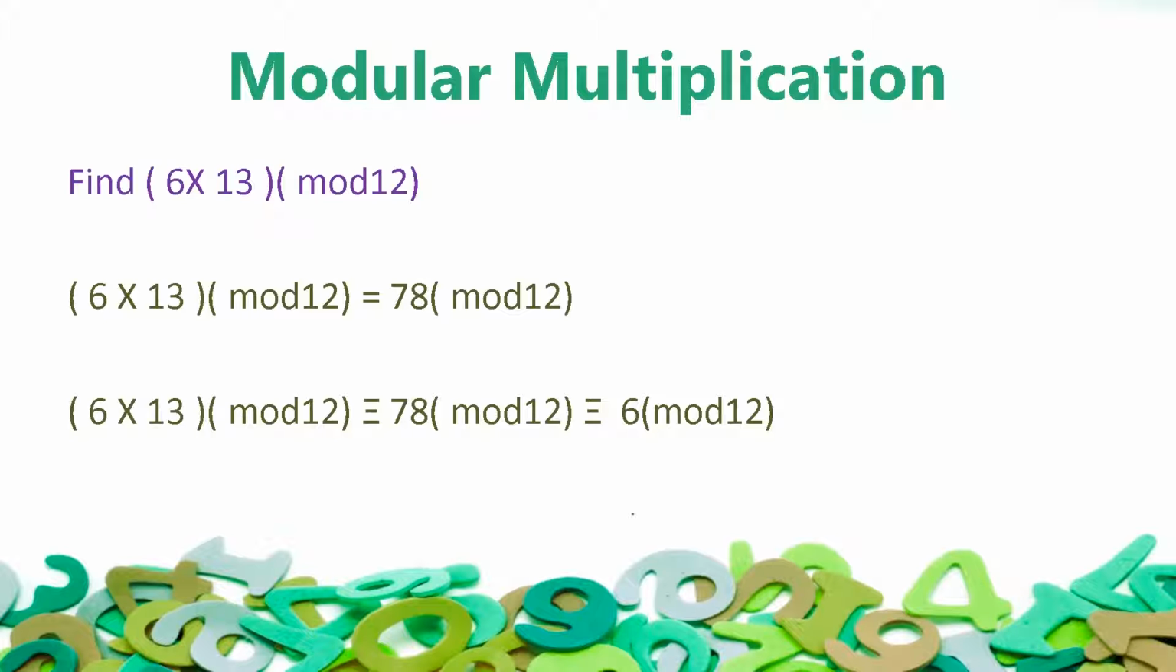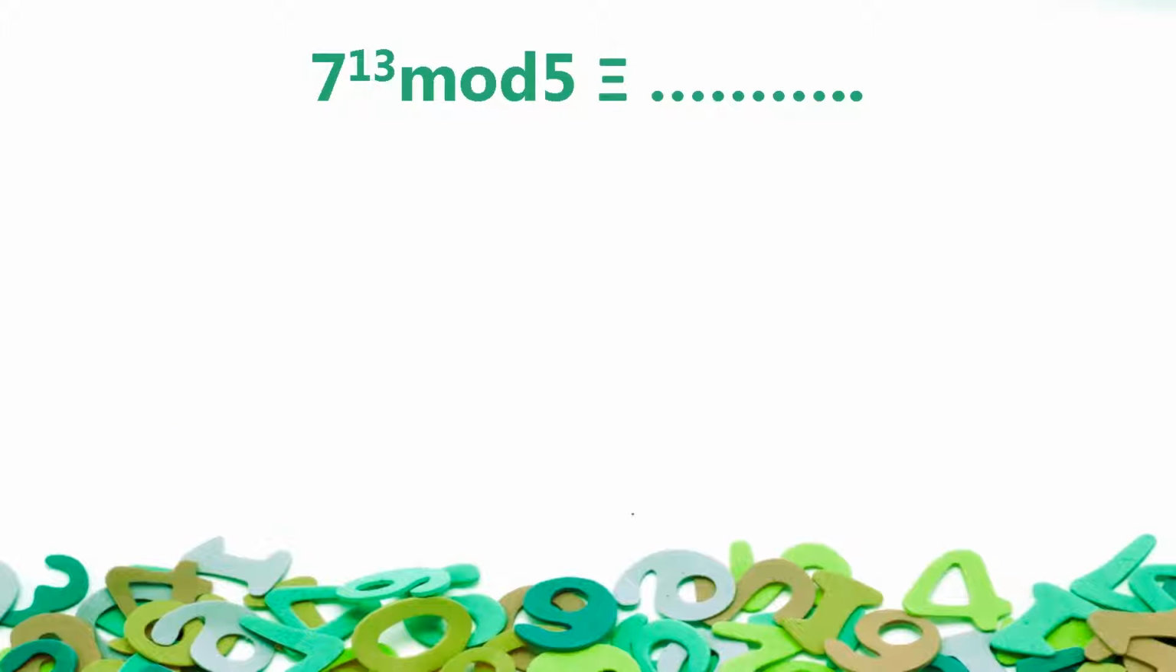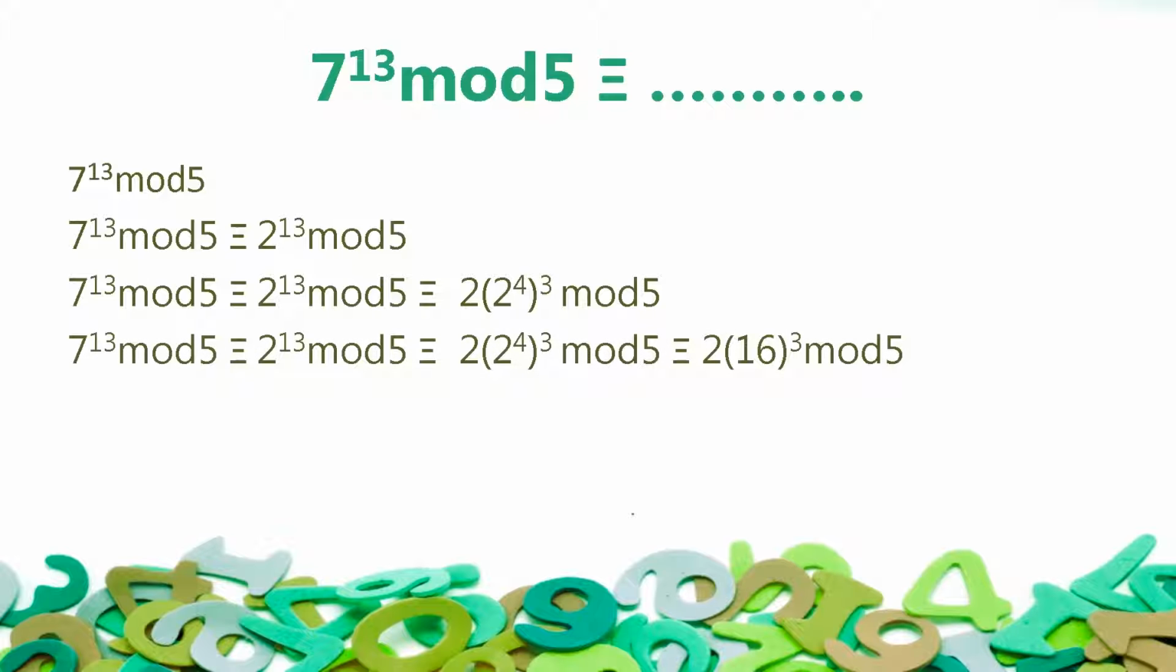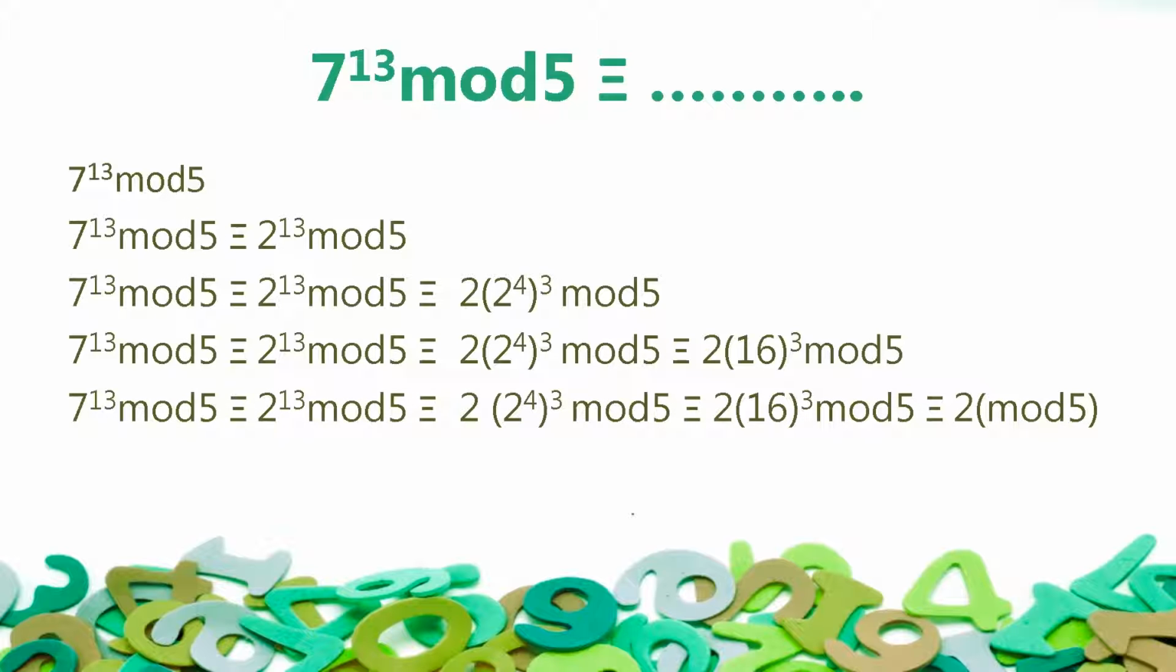Similarly, we can do large calculations. Let's find 7 raised to power 13 modulo 5. 7 raised to power 13 modulo 5 is congruent to 2 raised to power 13 modulo 5, as 2 is the remainder when 7 is divided by 5. This can be written as 2 times 2 raised to power 4 whole power 3 modulo 5, that is congruent to 2 times 16 raised to power 3 modulo 5, which is congruent to 2 modulo 5.